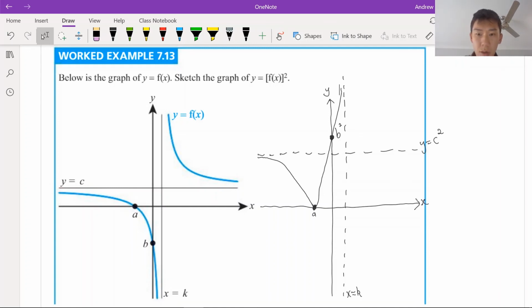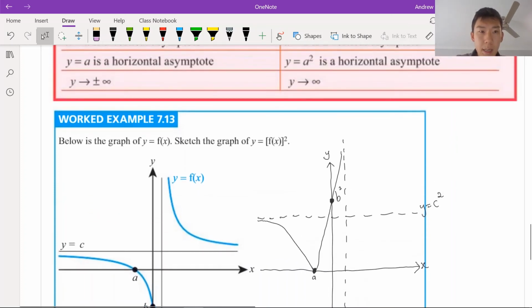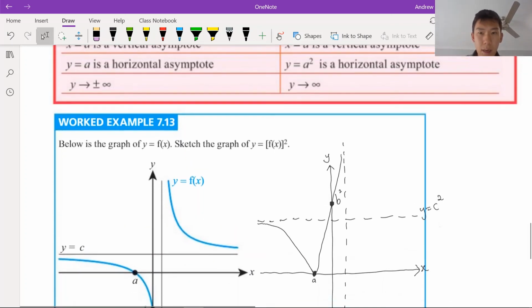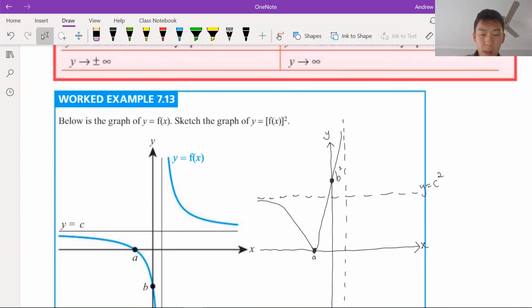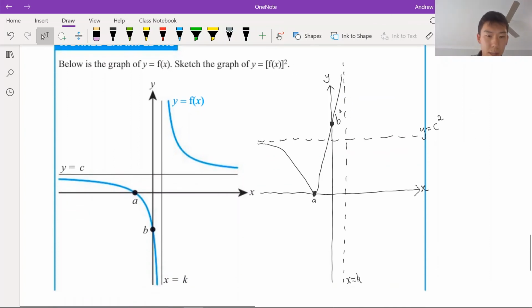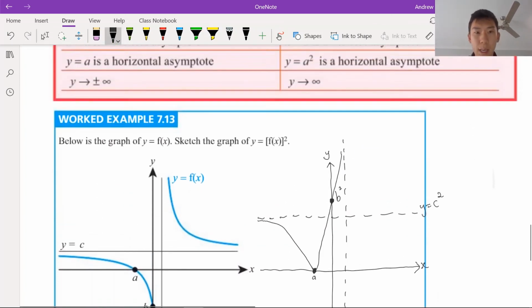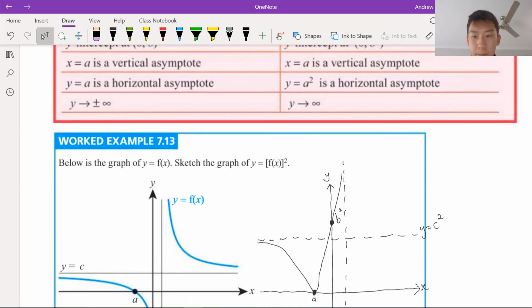And anything else we need? Right, as y in the original approaches positive or negative infinity, in the squared function y is going to just approach infinity. So that's this bit. See how it's going all the way down, then it's going to go all the way up like I've drawn here. So I've already incorporated that.